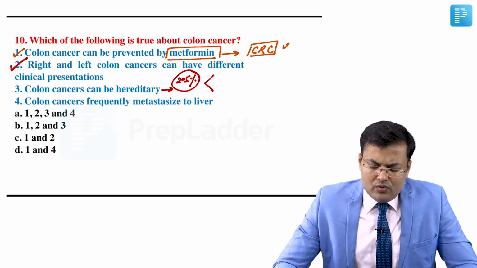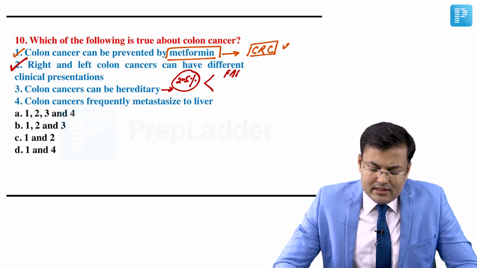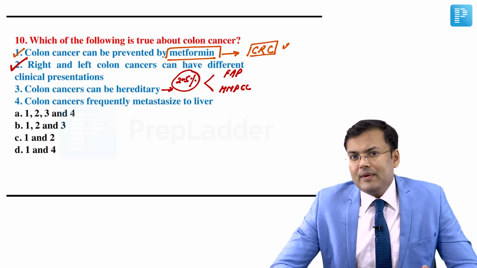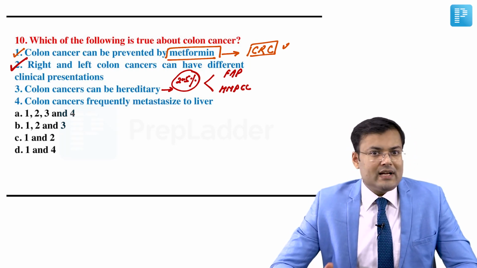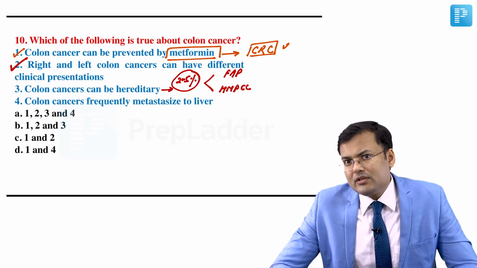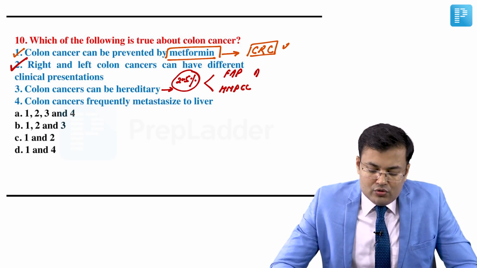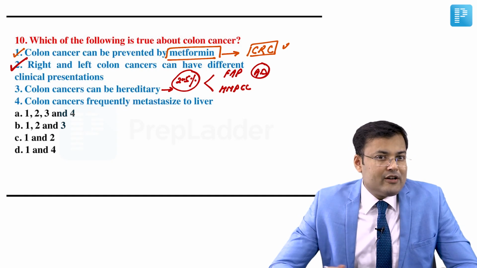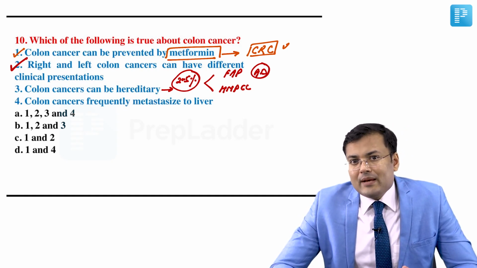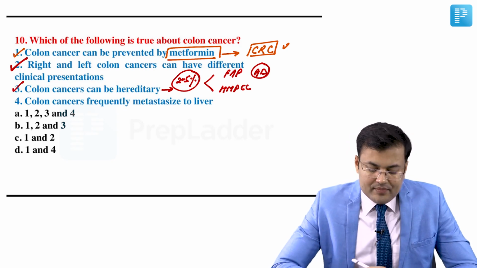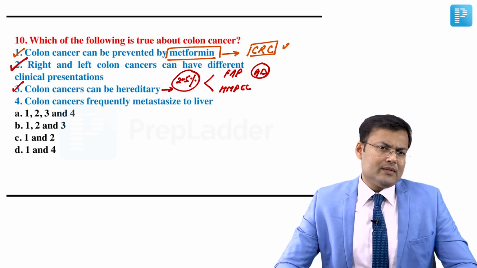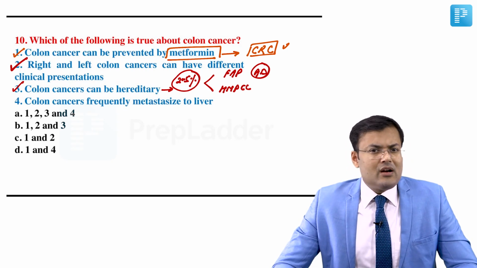And you know, one is FAP, commonly asked, second is HNPCC. Both of them, FAP, familial adenomatous polyposis, and HNPCC, hereditary non-polyposis colon cancer, are autosomal dominant. And what kind of polyps are there? Adenomatous. So colon cancer can be hereditary. This is also correct.